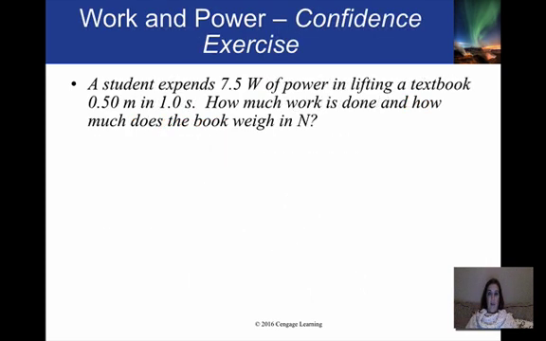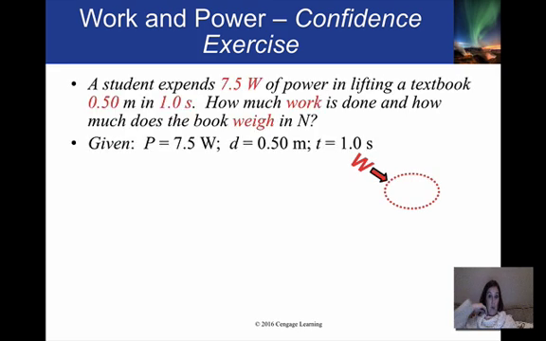All right, a second example. A student expends 7.5 watts of power in lifting a textbook 0.5 meters in 1 second. How much work is done, and how much does the book weigh in newtons? Okay, so we're looking for weight here. So a couple things. We're given power, 7.5 watts. We're given a distance of 0.5 meters, and we're also getting a time period of 1 second.